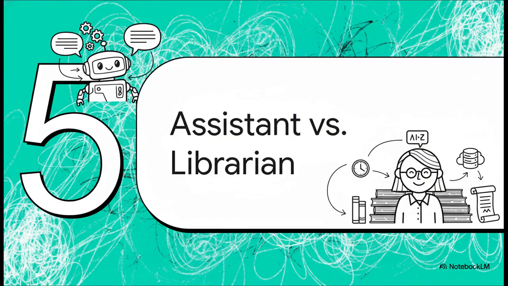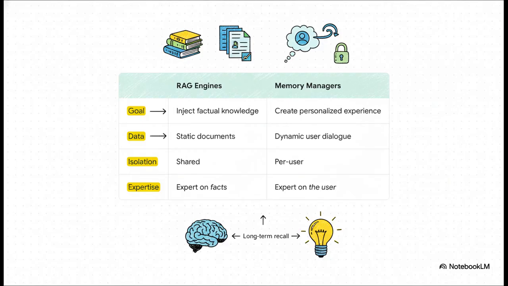Okay, now it's really important we make a distinction here, because a lot of people mix up an AI's personal memory with its ability to just look up facts on the internet. So let's break that down. On one side, you have what's called Retrieval Augmented Generation, or RAG. That's all about pulling in facts from a huge shared library of documents. And on the other side, you have memory, which is about building a private, personal profile of you from your own conversations. See the difference? RAG is an expert on facts. Memory is an expert on you.